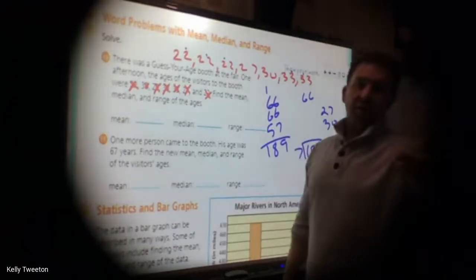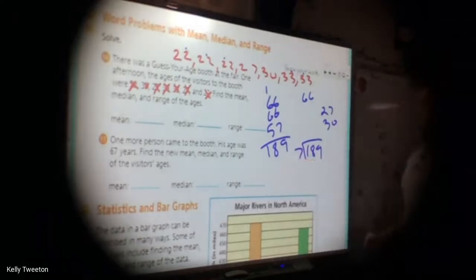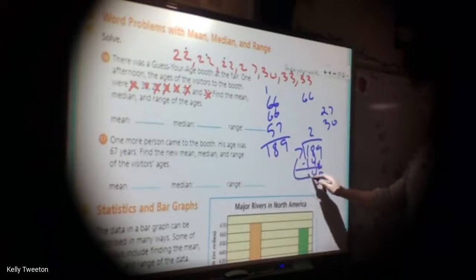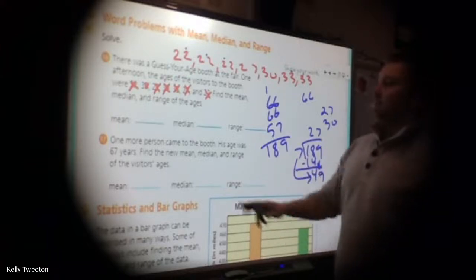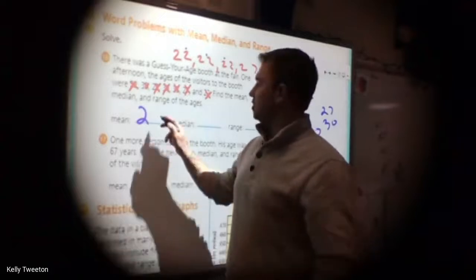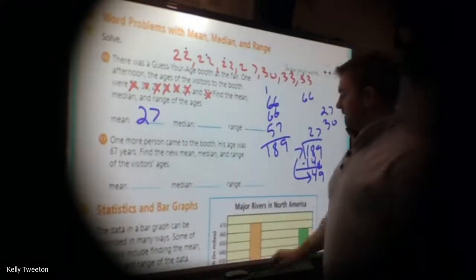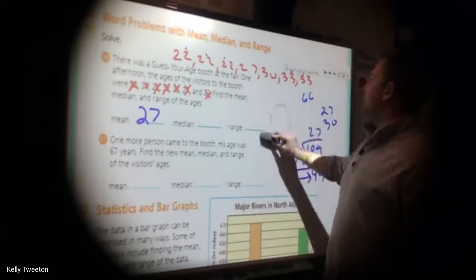Again, you could be using a calculator if you'd like to. 7 goes into 18 2 times. That's 14. Subtract, I get 4. Bring down your 9. 7 goes into 49 7 times. Easy. My mean, or average, is 27. The average age of everybody that came by is 27. Okay? The mean is done.